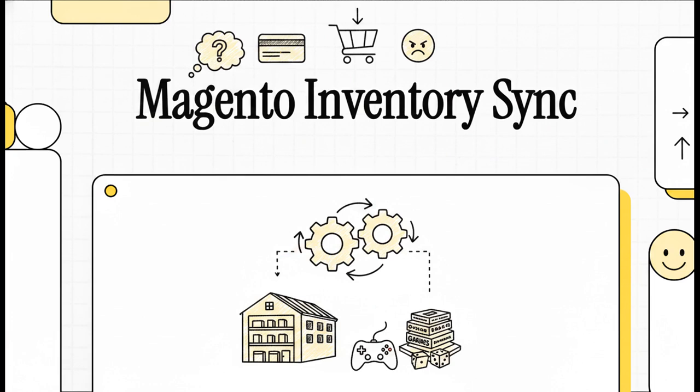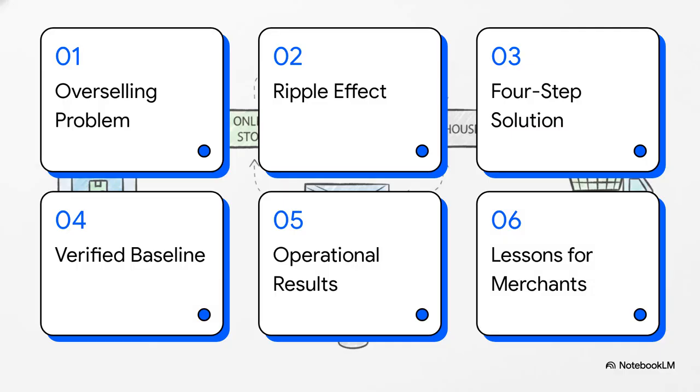Today we're going to look at exactly how a wholesale B2B gaming distributor finally solved their chronic inventory discrepancies and completely transformed their order fulfillment. We are going to break down their journey, giving you the exact blueprint to optimize your own Magento store. Okay, let's dive into this.